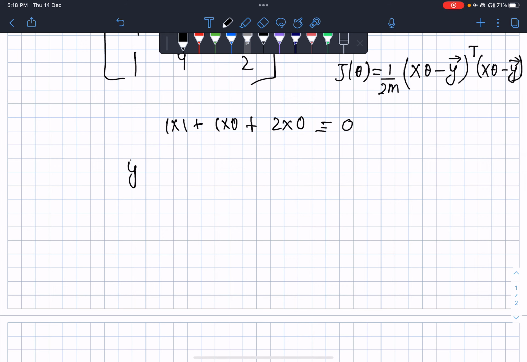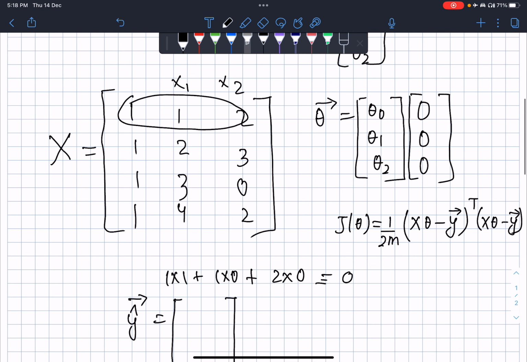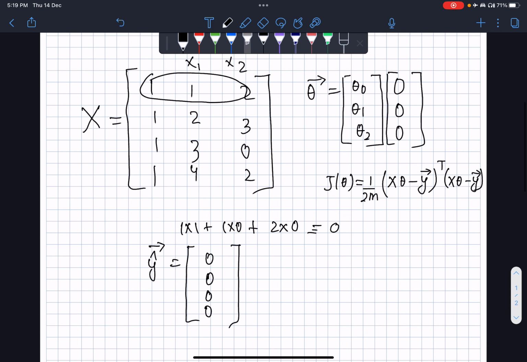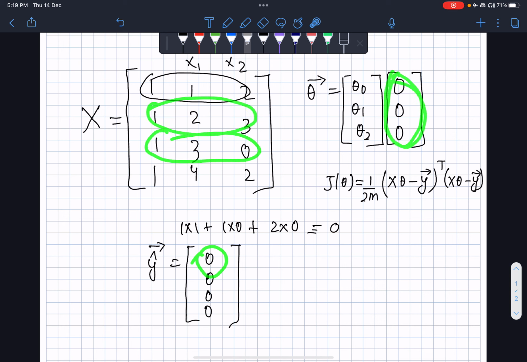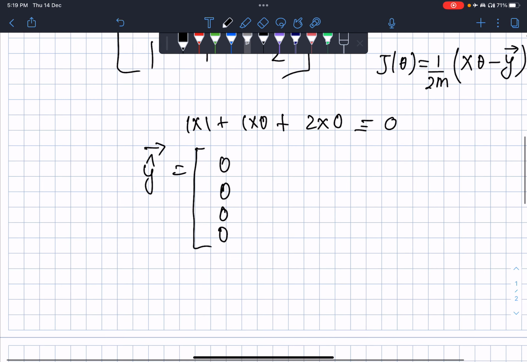So the y hat vector we get will be nothing but 0 0 0 0, because all the theta was 0, so for every example we end up with 0. All the vector ends up being 0. Got it?